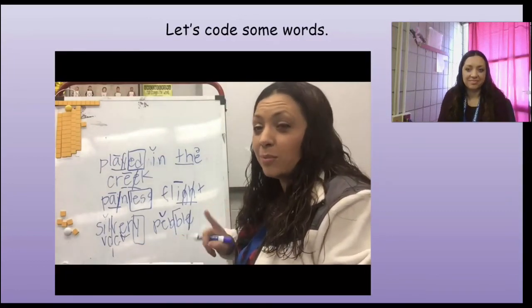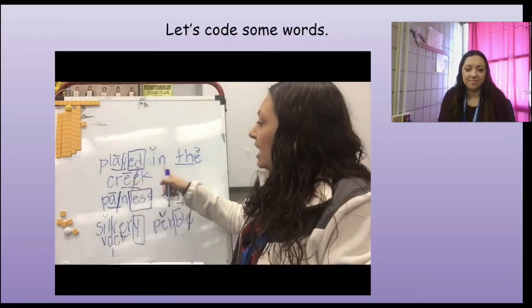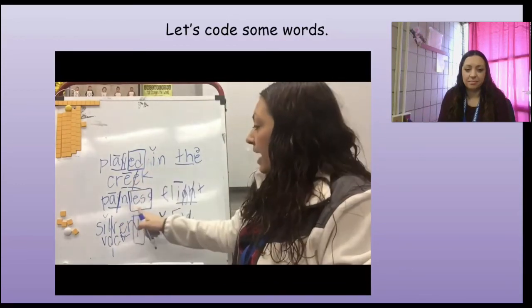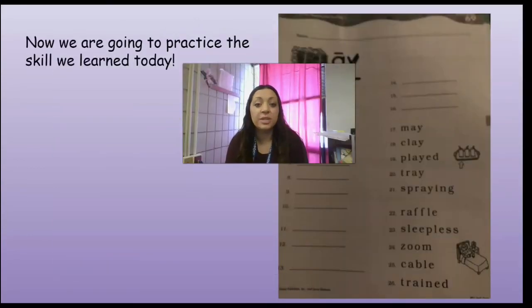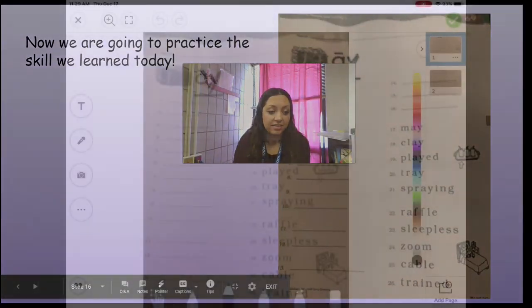So we're going to read through them just one more time. We have played in the creek, painless flight. All right, we're going to go ahead and connect to Seesaw so we can do our activity sheet with our new vowel digraph, AY.